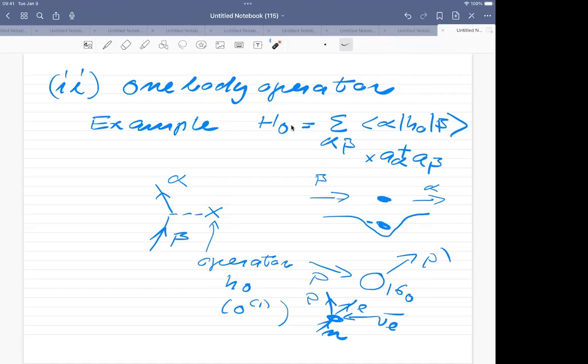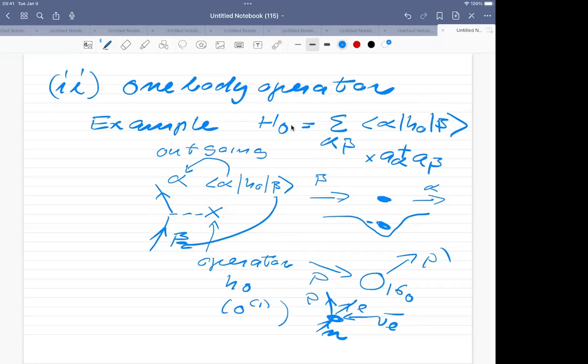And then the whole thing with a diagrammatic representation is that from the diagram here, you can read off the expression. So what you would read off here from this one, you would just read off alpha, H0, beta. And then you see now that the outgoing state is this one. So that's the outgoing. And beta here is then the incoming.